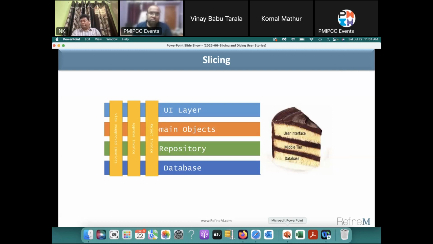Don't create other tasks or other stories for that. You don't create a database story. You don't create a UI story. You don't create all those. You can create tasks and subtasks, and all those subtasks are part of the story.